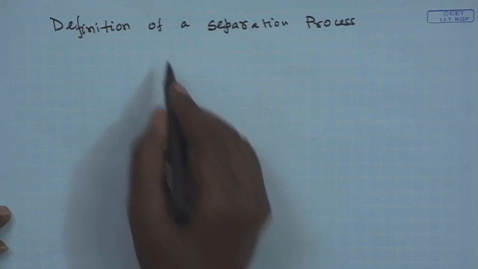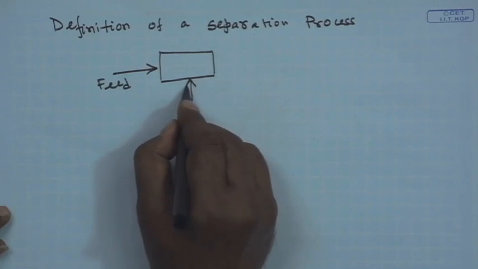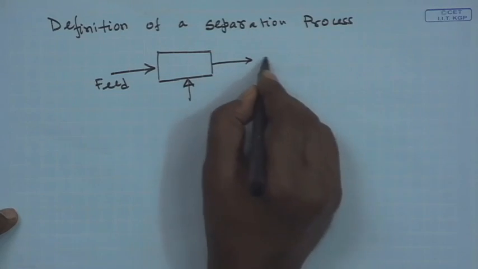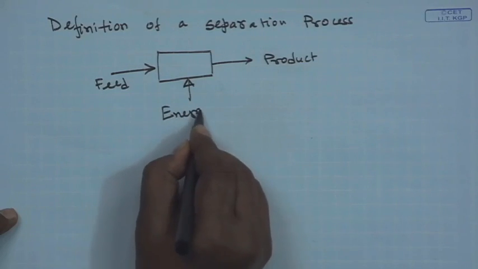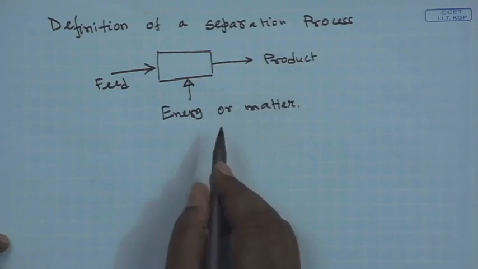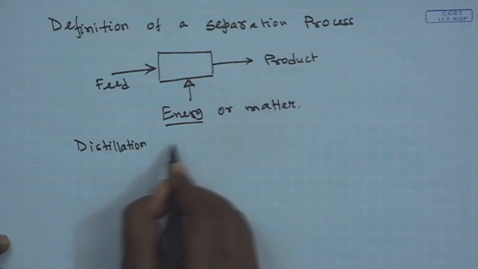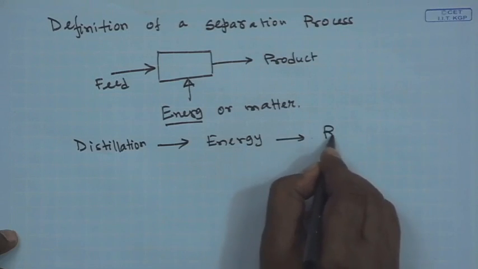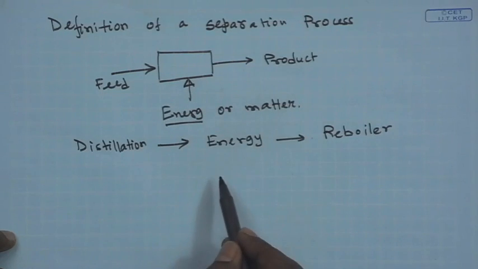Let us look into the definition of a separation process. In a separation process, there should be a feed stream, then there will be some agent giving input to the system between the feed stream and the product stream, and the external agent can be either energy or matter. One example of energy is distillation, where energy is given in the form of heat energy supplied by a reboiler. So, the reboiler supplies the energy and the feed stream is divided into the various product streams.